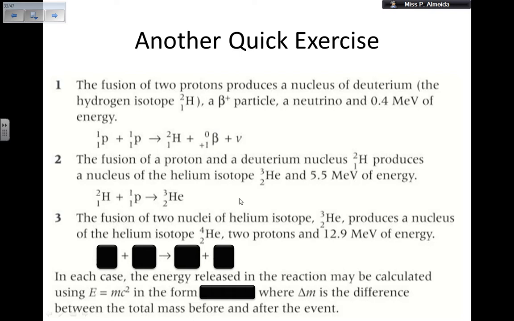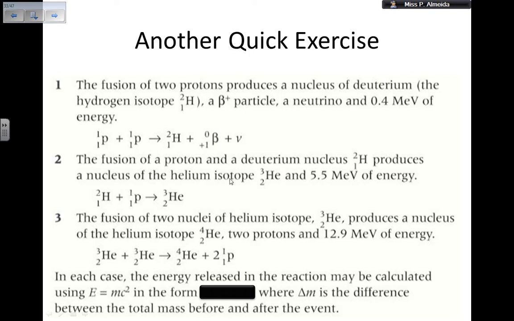Question 3. The fusion of two nuclei of the helium isotope 3,2 produces a nucleus of the helium isotope 4,2, 2 protons, and 12.9 mega electron volts of energy. So helium 3,2 plus helium 3,2 gives me helium 4,2 and 2 times a proton of 1,1.